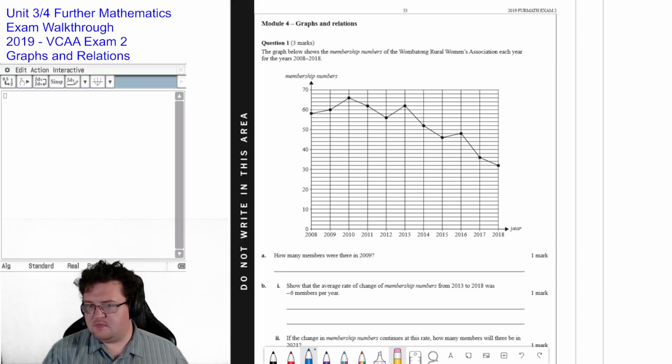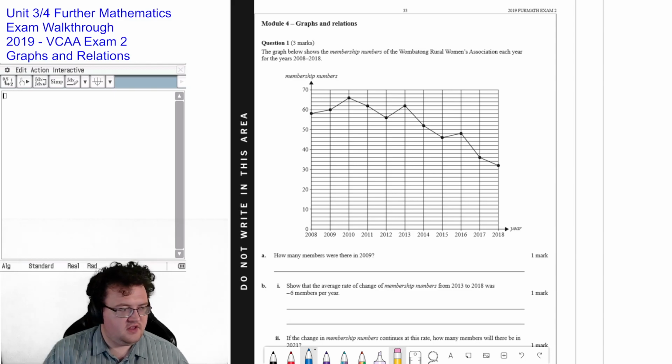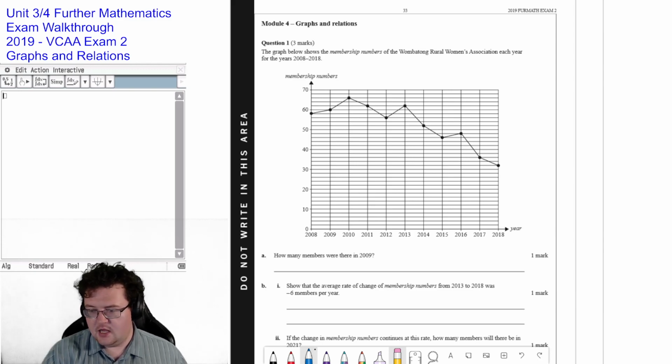Hello, and welcome to the next part of my video walkthrough for the VCAA Exam 2 from 2019. We're looking at Module 4, which is Graphs and Relations. We've got a graph here. The graph below shows the membership numbers of the Wombatong Rural Women's Association each year for the years 2008 through 2018.